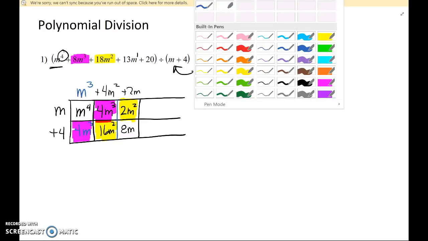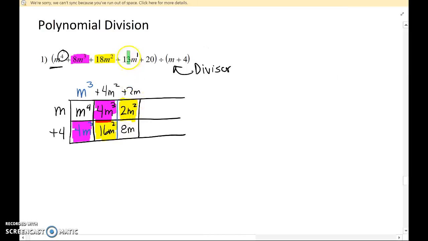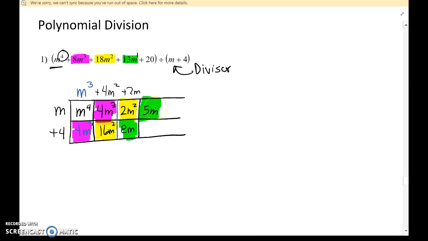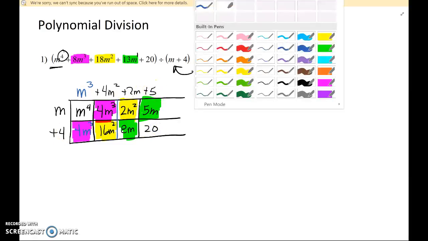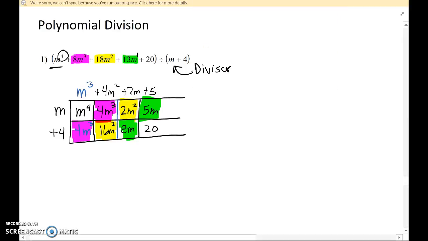All right, and then our next term in the polynomial is 13m. We notice here on our diagonal, we need a 13m, and so 8 plus what is 13? 5m. And so m times what is 5m? That would be a positive 5. And 5 times 4 is 20. And so our last term is 20.